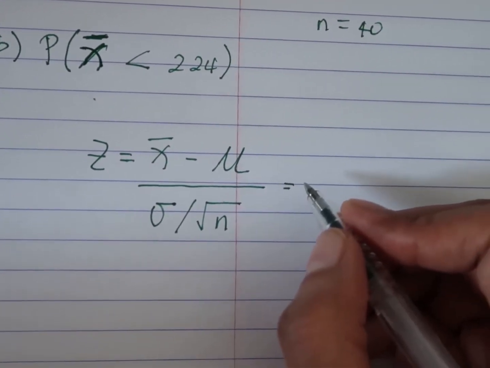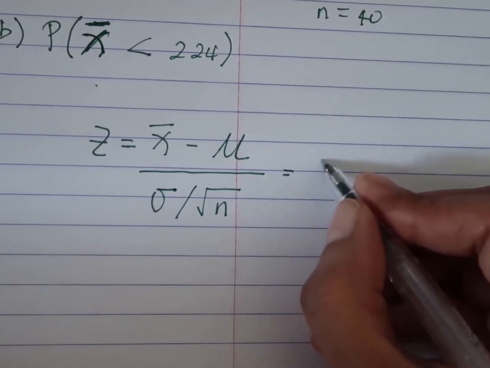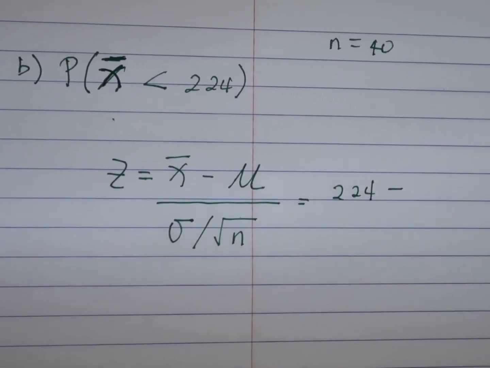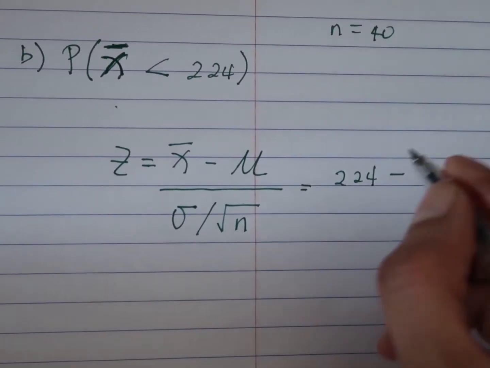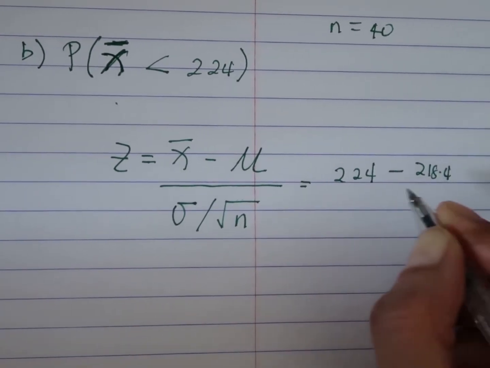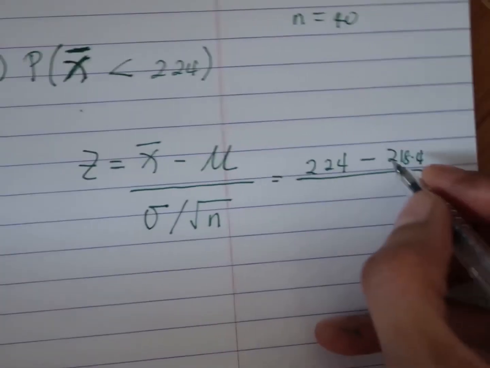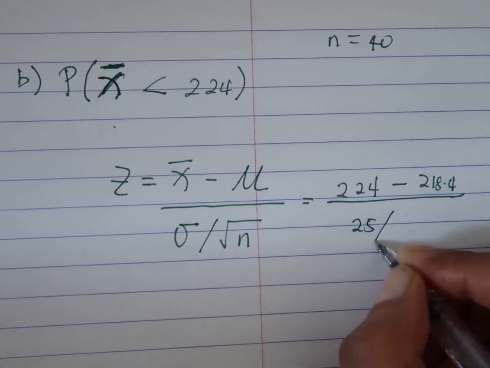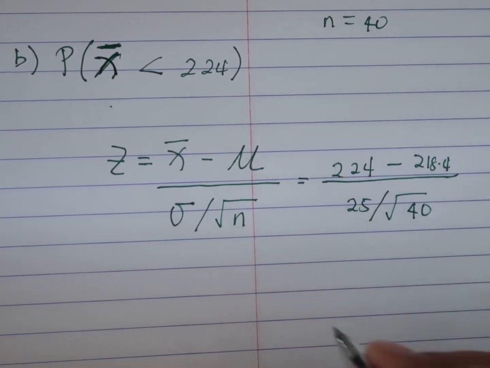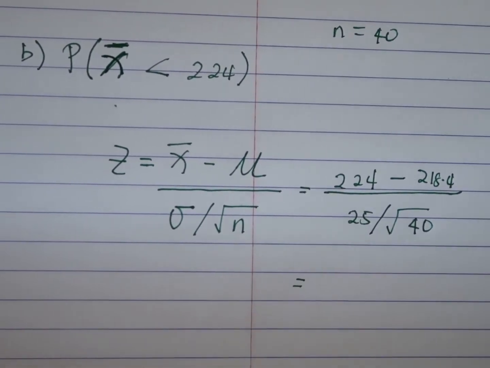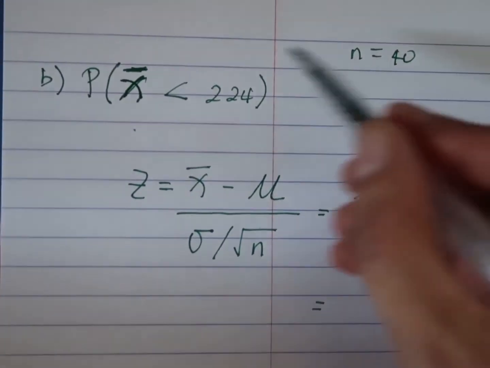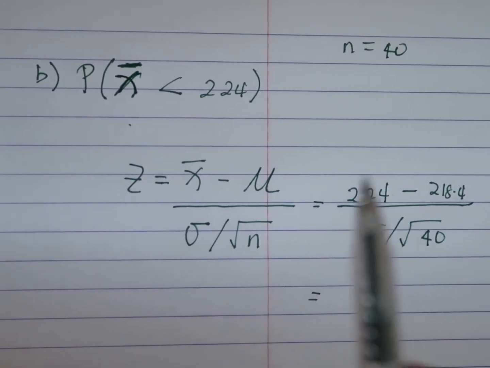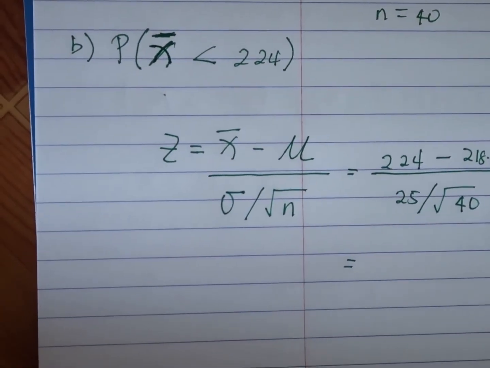Okay? So what is your sample mean? Your sample mean is 224 minus the population mean, which is 218.4, over the standard deviation, which is 25, divided by the square root of 40. So what will be your z value given the sample mean? So this is your central limit theorem. If the problem asks questions about sample mean, we call it central limit theorem.